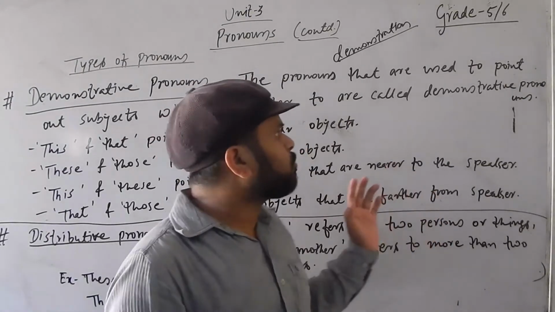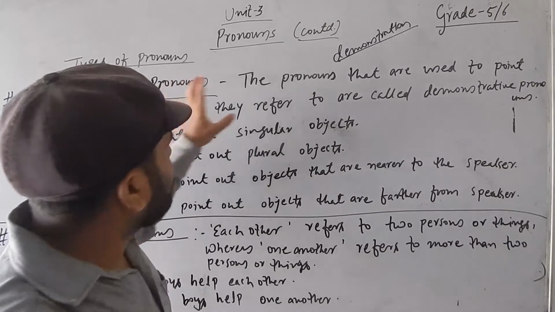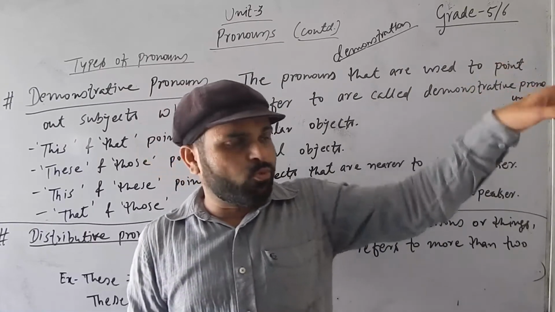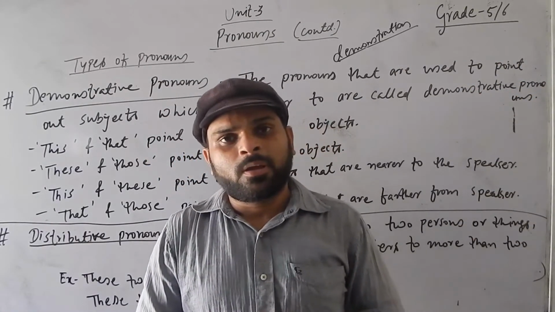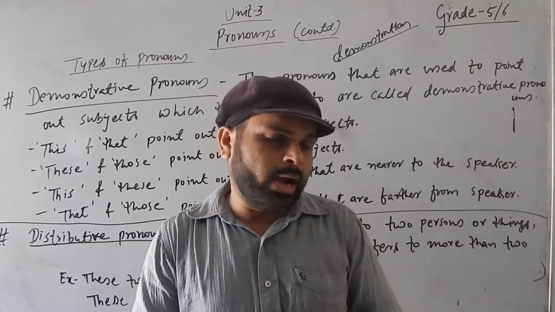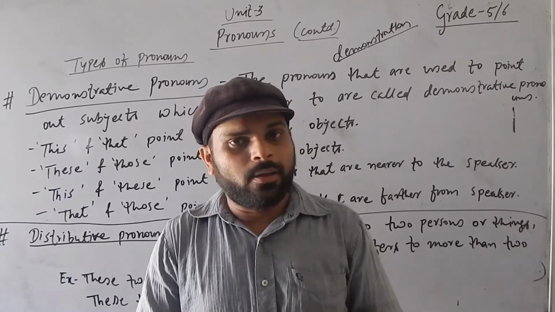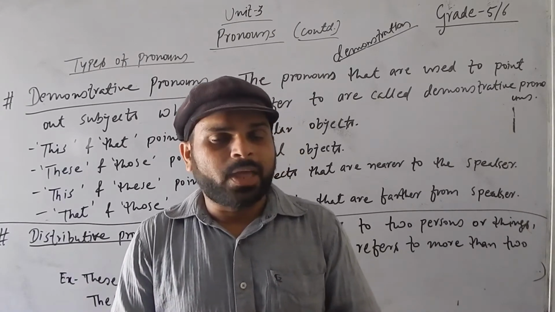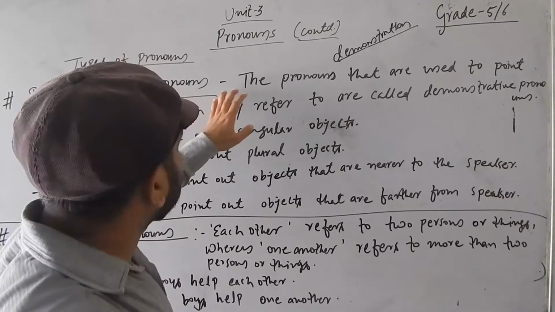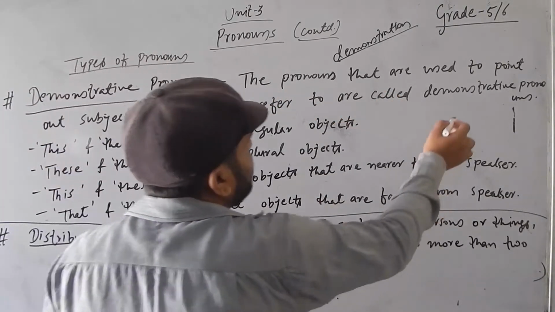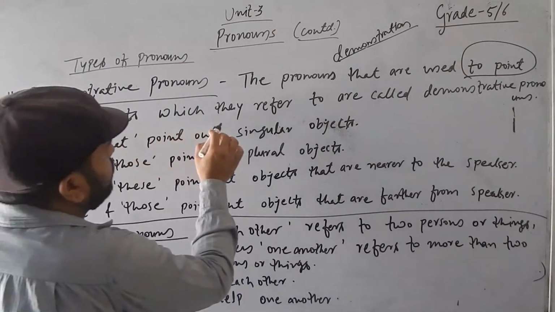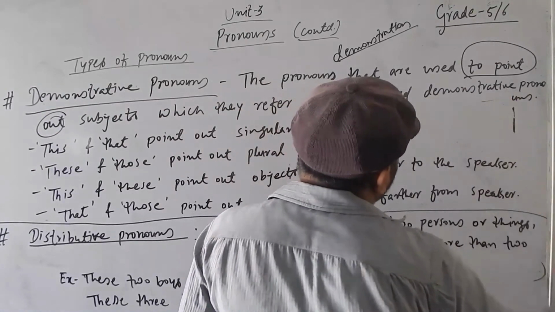So demonstrative pronouns are similar in nature to the term demonstration. If you point out something you are seeing, or you want to make someone look at that thing or any object or person, that is what you call to demonstrate, to show. So see the definition. Demonstrative pronouns are the pronouns that are used to point out the subjects which they refer to.